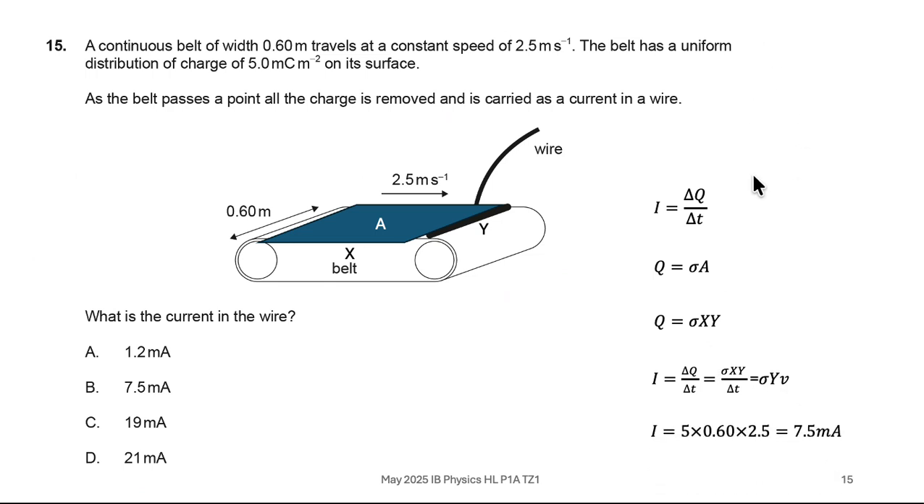Remember that we've got a 5. You'll notice all of the answers here are in milli, so we do not need to change this 5. We can keep our answers in milli, times 0.6 times 2.5, and we get an answer here of 7.5, which is why the answer here is B.